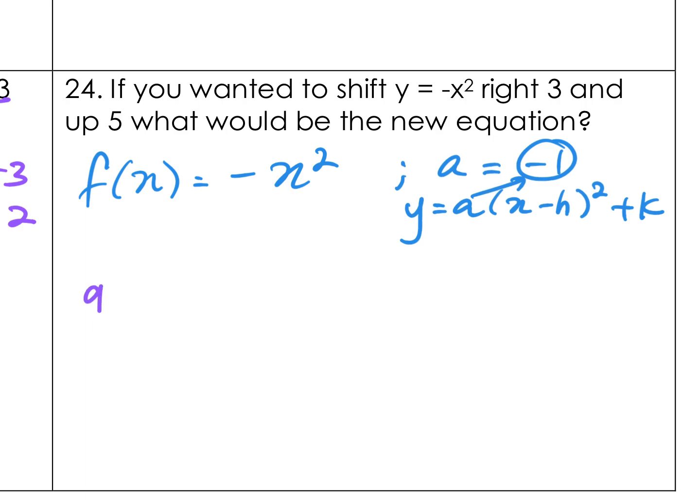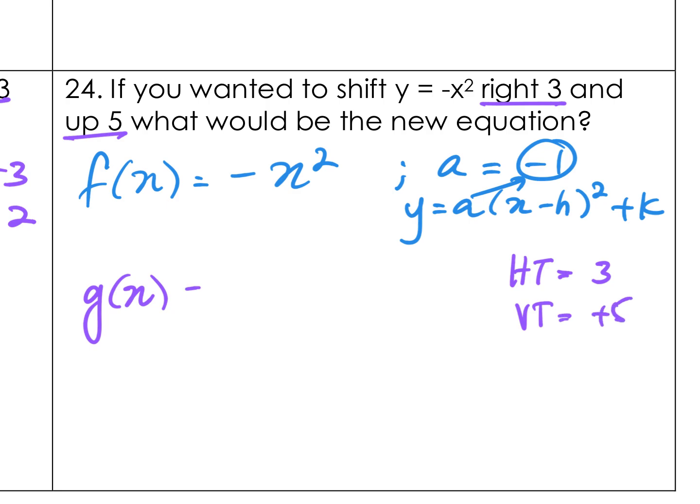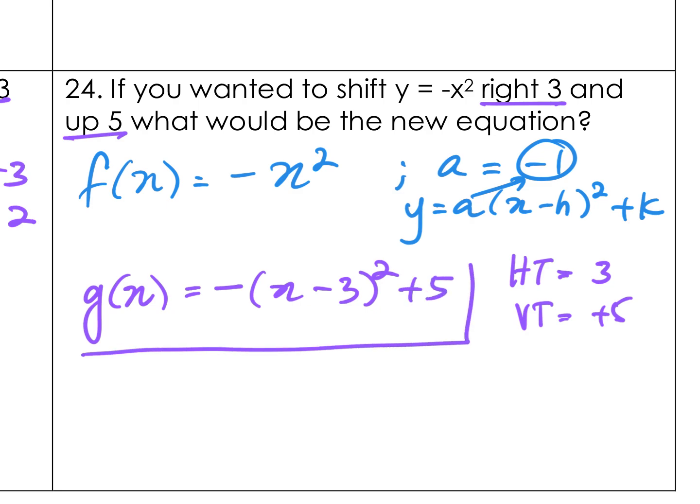Our g of x is going to be, it says here, right 3 and up 5. Right 3 is going to be my horizontal translation of 3, and then it's going to be a vertical translation of plus 5. Okay, so let's see, that's going to give you negative x minus 3 squared and then plus 5. Okay, so this is going to be your function.